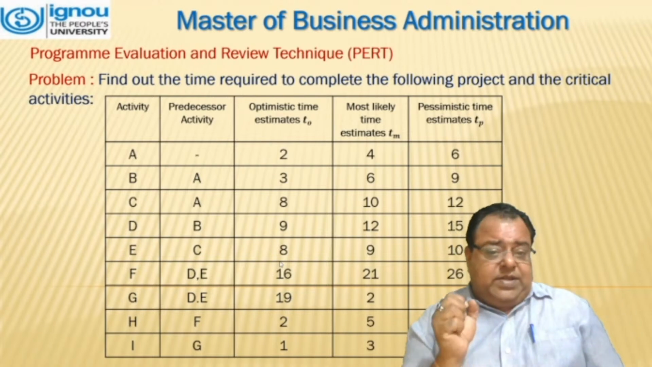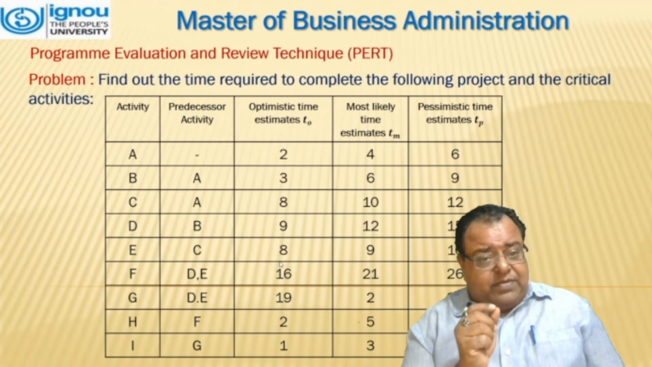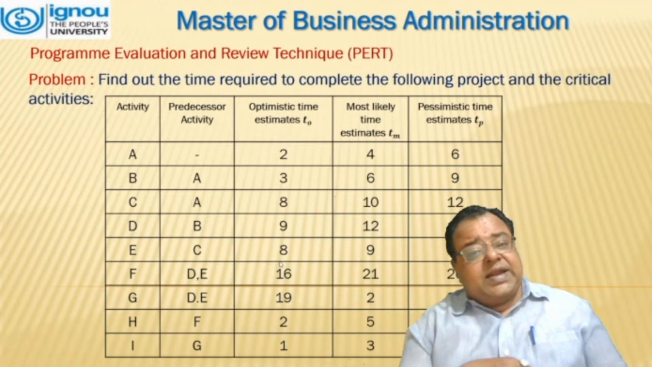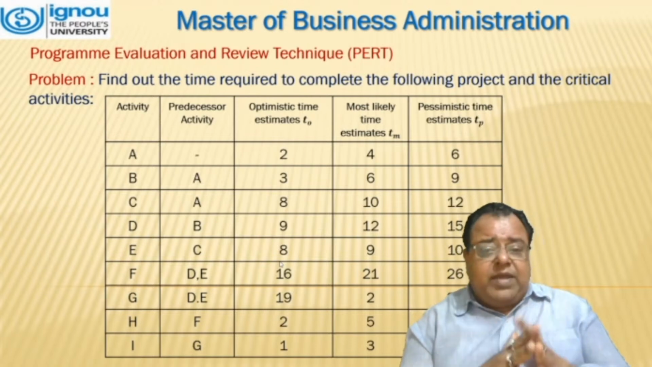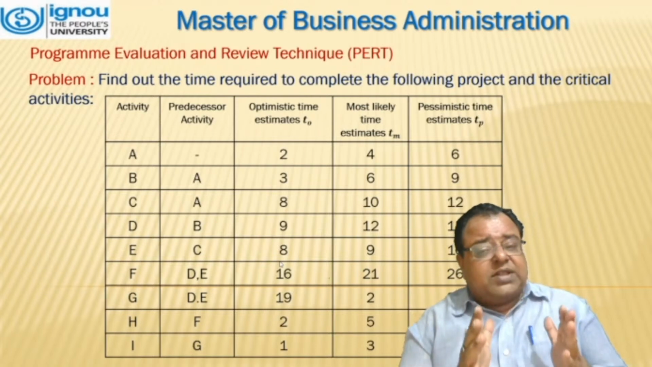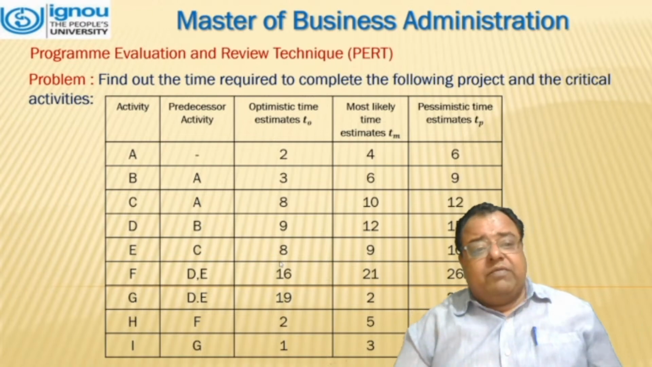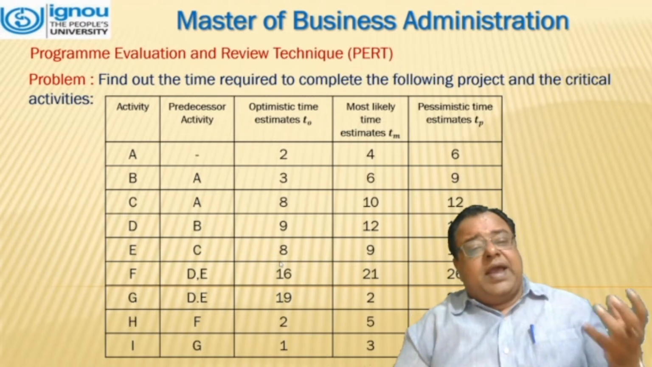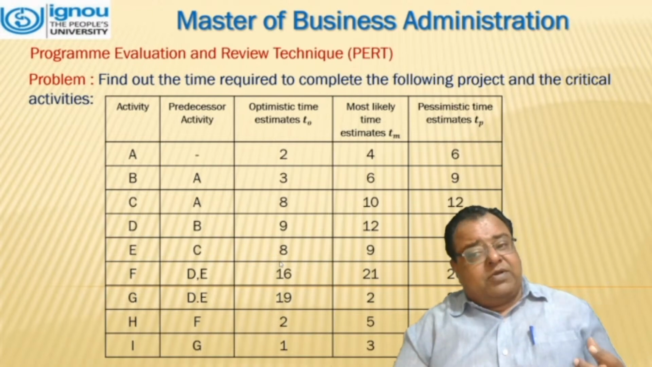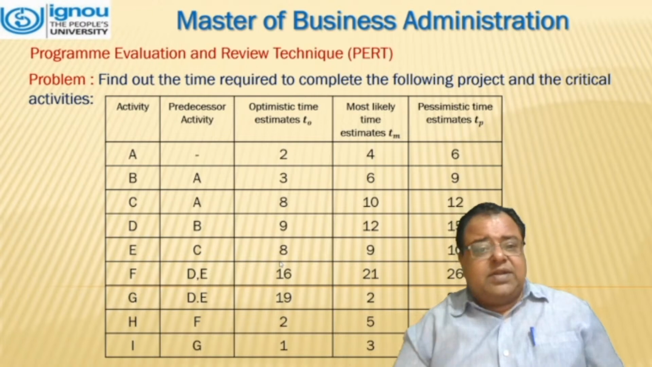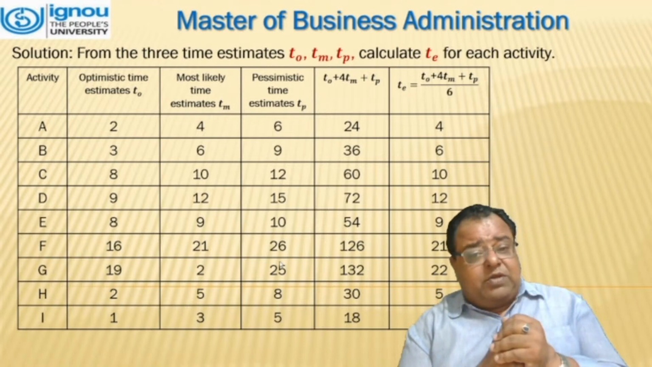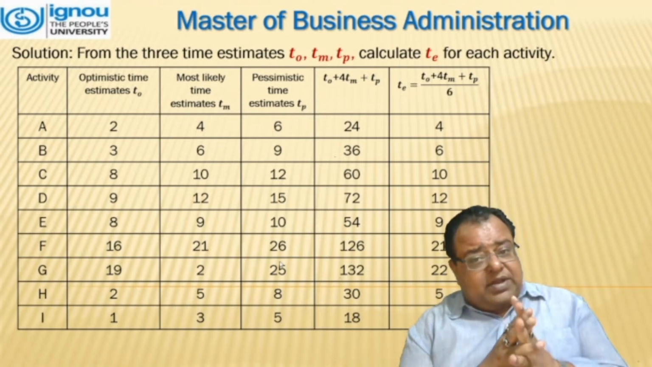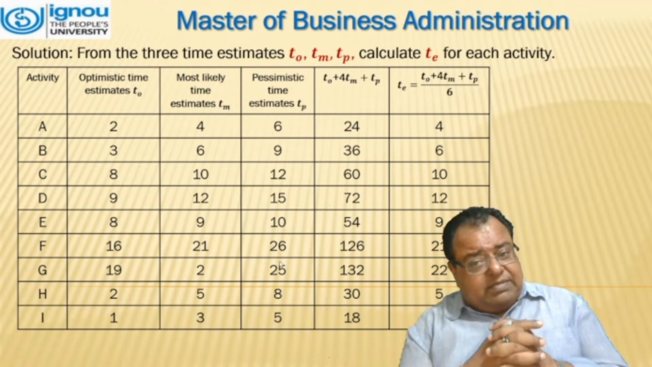Now we are provided with the optimistic time estimate, represented by TO, the most likely time estimate, TM, and the pessimistic time estimate, TP. This again will be given to you in tabular form. Now, what are we supposed to calculate? We have to find out the time actually required to complete the project and the critical activities. Picking up this diagram, we will be using the three given times and finding the estimate time.